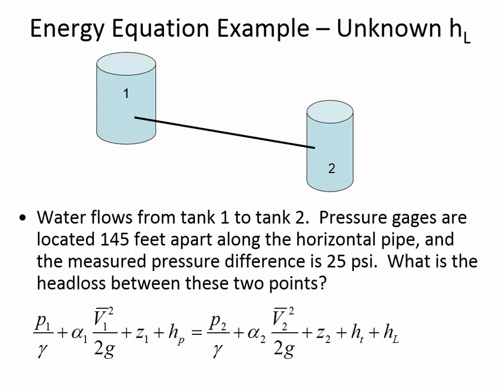Okay, now the energy equation. We've got P1 divided by gamma plus alpha V1 squared divided by 2G plus Z1 plus H sub P equals P2 divided by gamma plus alpha V2 squared divided by 2G plus Z2 plus HT plus HL.